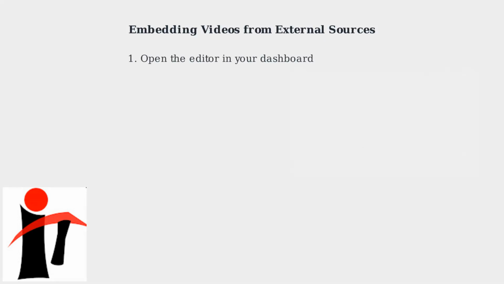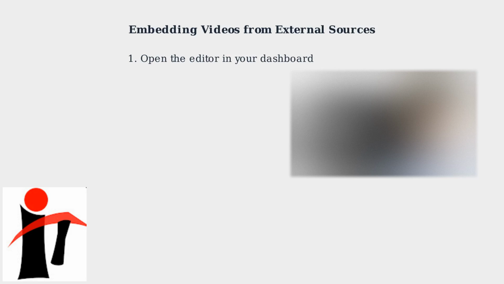For embedding videos, start by accessing the editor in your Beacons.ai dashboard. Choose the Embed option from the available blocks. This allows you to integrate external video content. Paste the URL of your video from platforms like YouTube, Vimeo, TikTok, or Instagram. Beacons.ai will generate the embed code automatically.